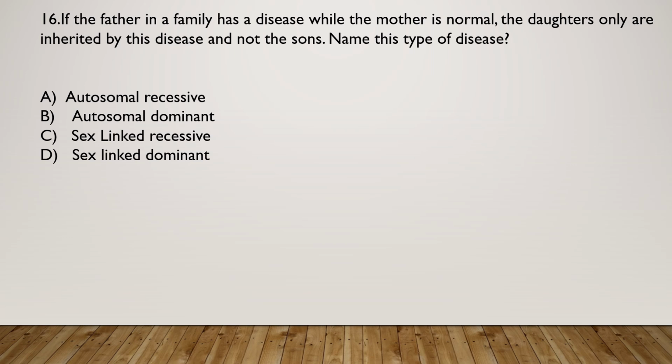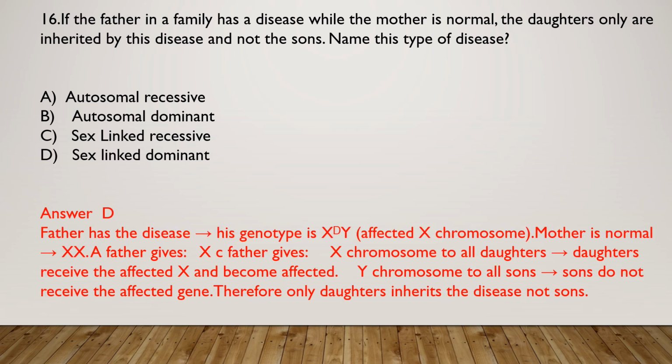If a father in a family has a disease while the mother is normal, the daughters only inherit this disease and not the sons. Name this type of disease: autosomal recessive, autosomal dominant, sex-linked recessive, or sex-linked dominant? Answer is D, that is the sex-linked dominant.